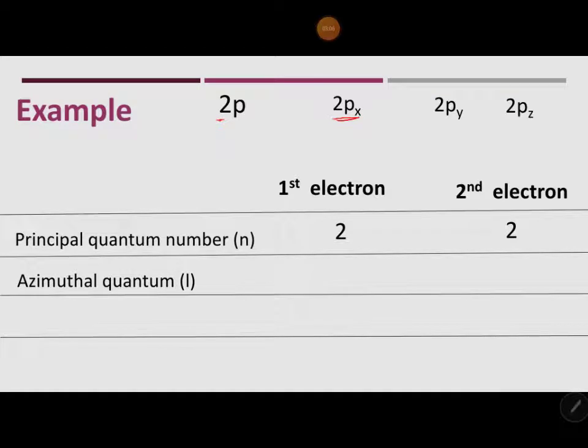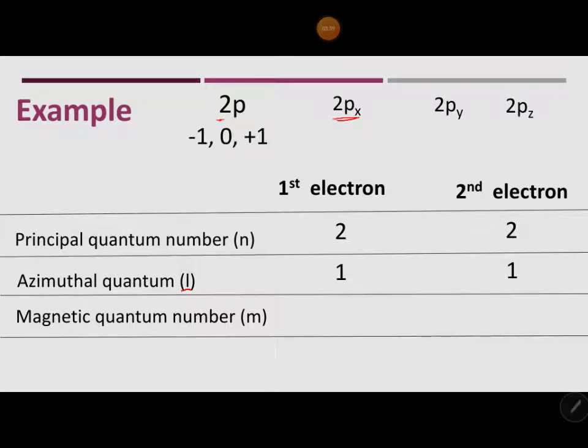Second quantum number is azimuthal quantum number L. Its value is specific for each subshell. For p subshell, its value is 1. Both electrons belong to the p subshell, so its value is same for both the electrons. Third quantum number is magnetic quantum number m. Its value ranges from minus L to plus L. Here the value of azimuthal quantum number L is 1, so its value for p subshell is minus 1, 0 and plus 1.